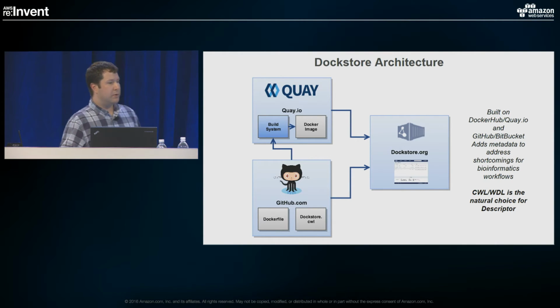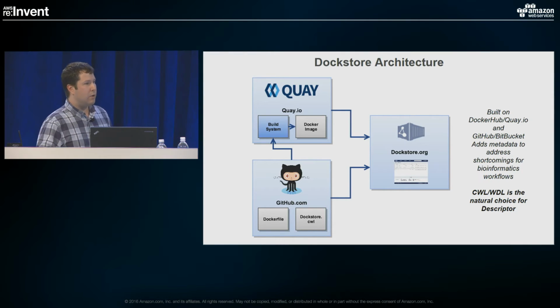I'm sure most people in this room use Quay.io or Docker Hub for actually building the Docker images. So that's exactly what we want to do on Dockstore. We want to leverage those with Dockstore acting as a registry that brings that information between Quay and GitHub together with that descriptor that standardizes the way that we can describe how to run that tool or that workflow.